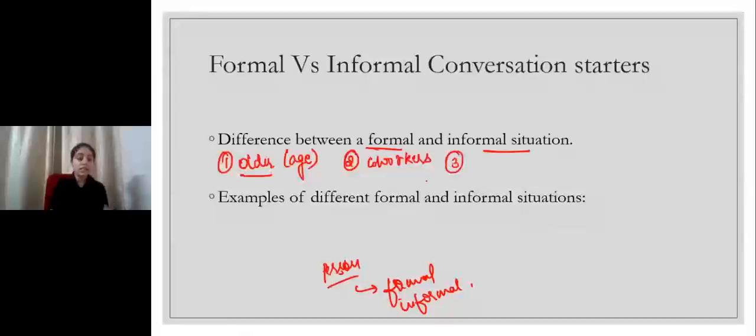And finally, the third situation that can qualify as a formal situation is that we can talk to strangers also. In the case of talking to strangers, the conversation will always be formal. I hope this makes it clear.